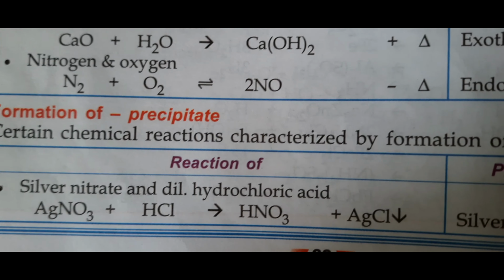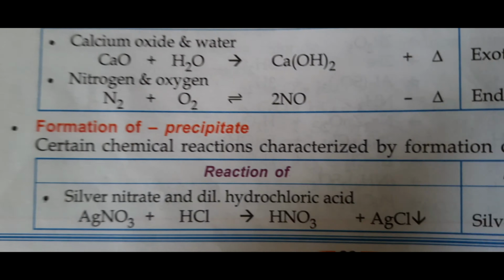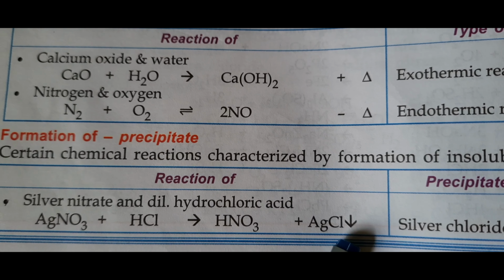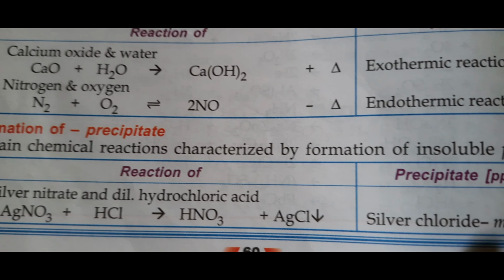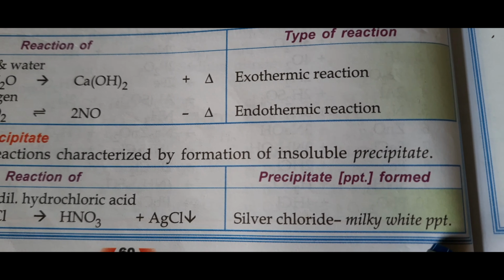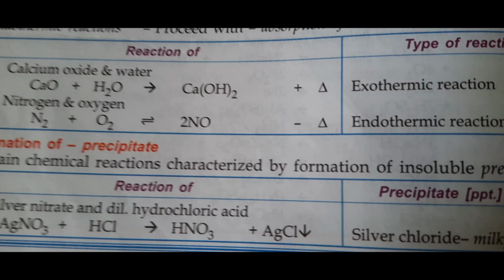And one thing you remember, silver chloride is a precipitate. Formation of precipitate is the fourth factor, right? And precipitate is represented by the symbol downward arrow. And look out here, the color of this silver chloride is milky white precipitate. So this much we learned in today's class.